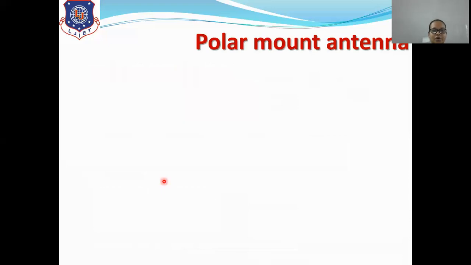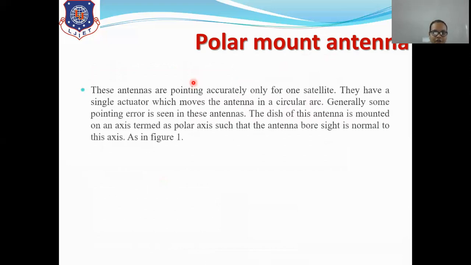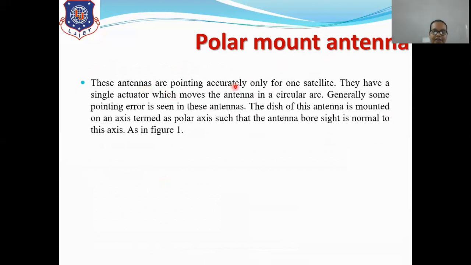Now, next we are going to discuss the polar mount antenna. First of all, what is the need of a polar mount antenna and what is a polar mount? The antennas point accurately only for one satellite, right? Now, when we talk about geostationary satellites, there is only one antenna pointing to only one satellite. They have a single actuator, that is, motion of the antenna, right? As they have a single actuator, they will move the antenna only in a circular arc, when the satellite moves, right?